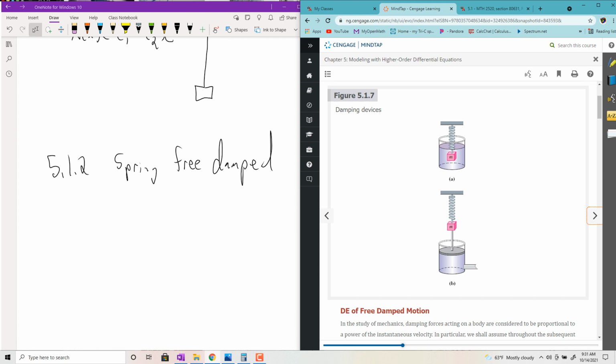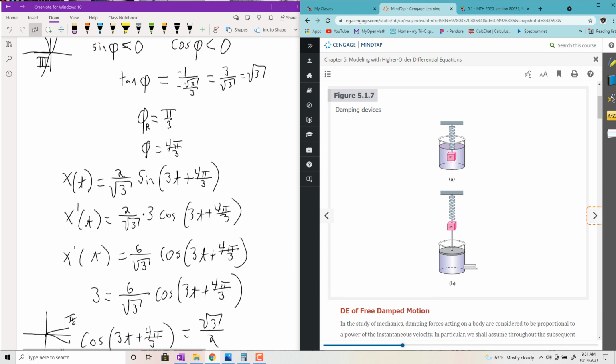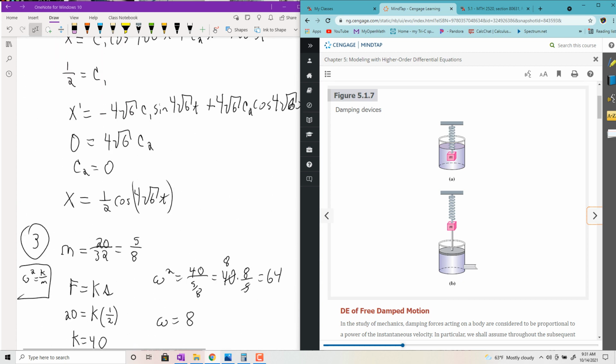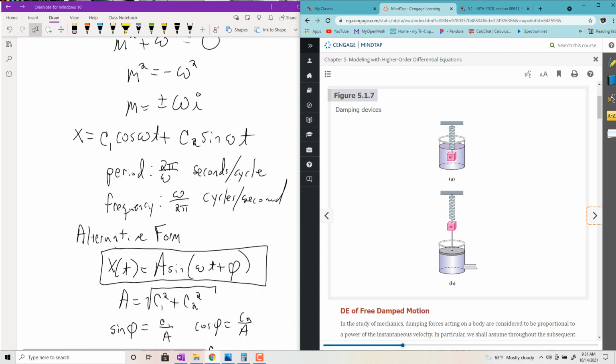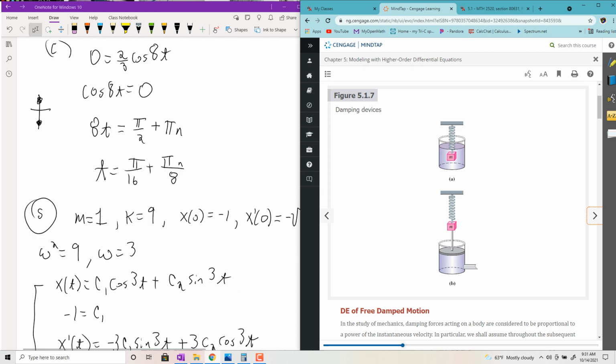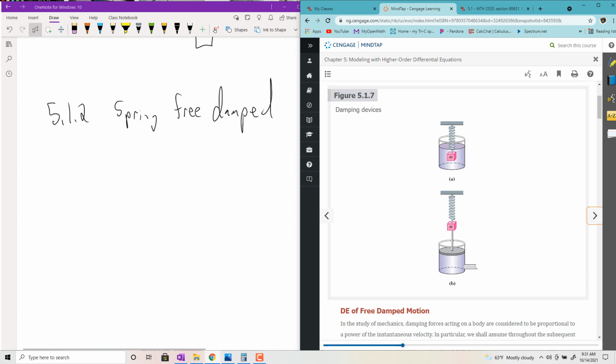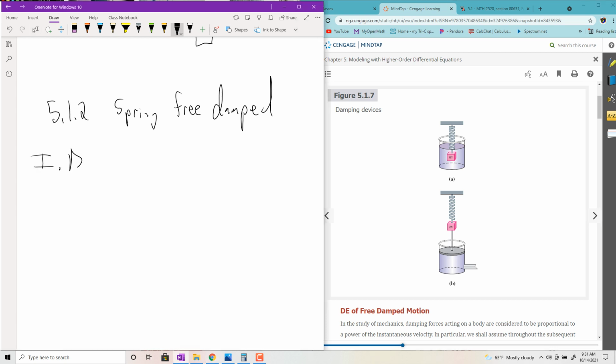Okay, so what we're going to do in these cases is just augment the original differential equation for motion that we have for free undamped with an additional term which represents damping. Okay, and the damping will be proportional to the velocity, just kind of like wind resistance, right? The faster you go, the more resistance you're going to feel. Right. So let's get the differential equation for this scenario.